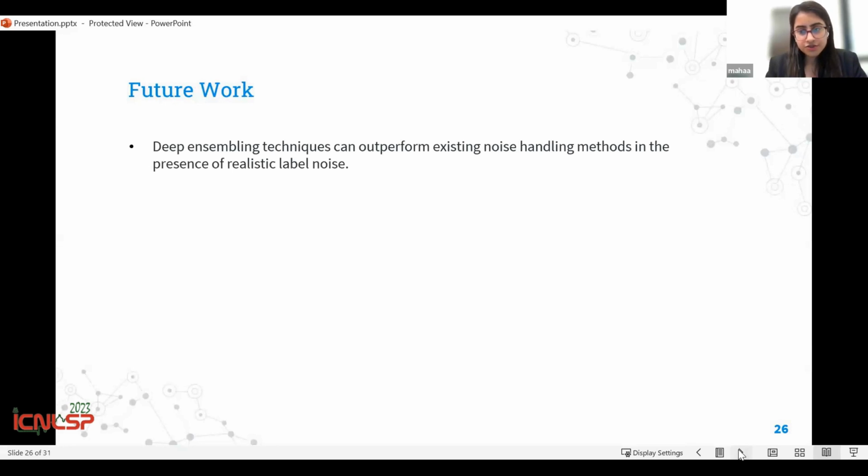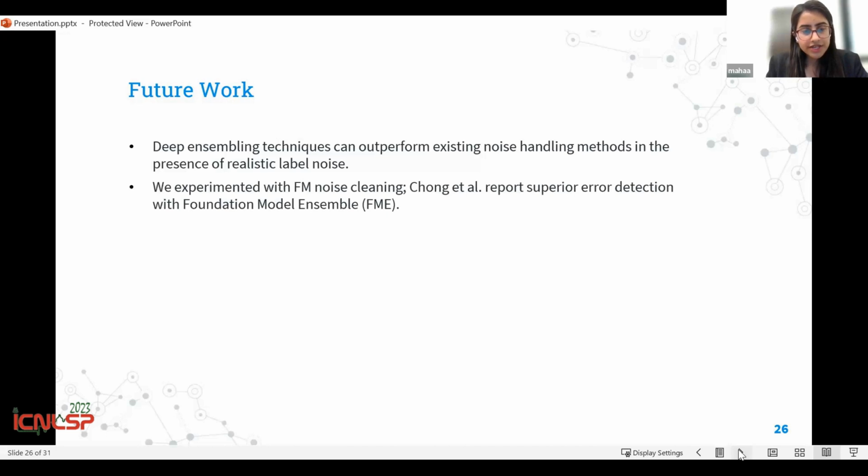So let me go over the future work quickly. We saw that deep ensembling techniques can outperform existing noise handling methods in the presence of realistic label noise. We experimented with foundation model noise cleansing, but Chong et al. reported in their study that foundation model ensemble is a superior error detector.